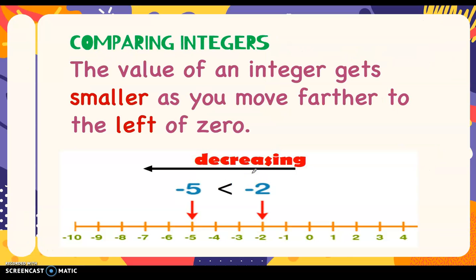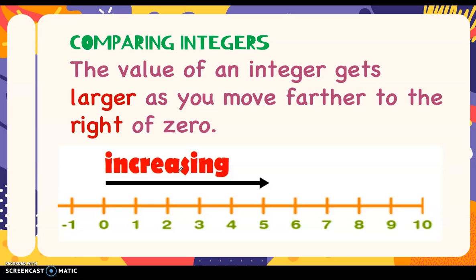So again, this line here with numbers is called number line. And the value of an integer gets smaller as you move farther to the left of 0, and the value of an integer gets larger as you move farther to the right of 0.